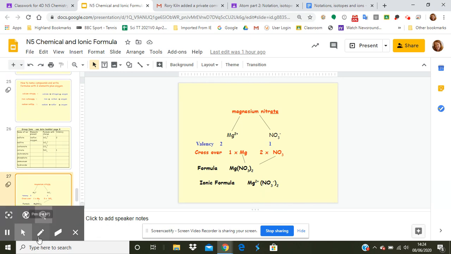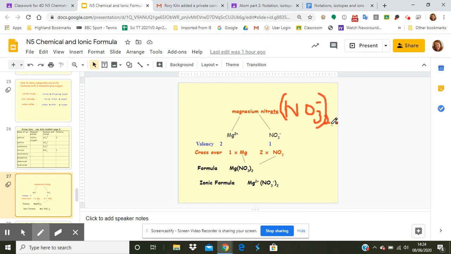Now, similar to maths, when it's a group ion and you want to multiply it by 2, you have NO3-. You can't just put a 2 there because that looks like you've got 32 oxygens. That's absolutely rubbish. So you need to put the whole of the NO3- in brackets, and you put the 2 outside the brackets. You're multiplying everything inside the bracket by 2.